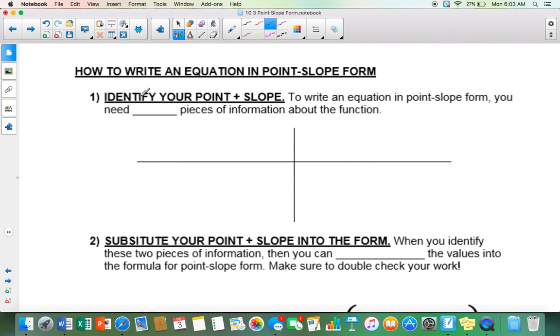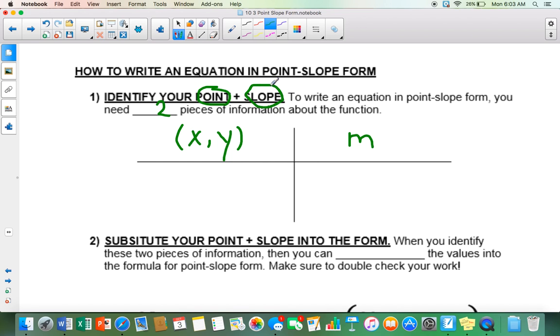So how do we write an equation in point slope form? To do this, we need two pieces of information about our function. So we need to have our x and our y. And we also need to have our m, which is our slope. Okay, so we need our point and we need our slope.